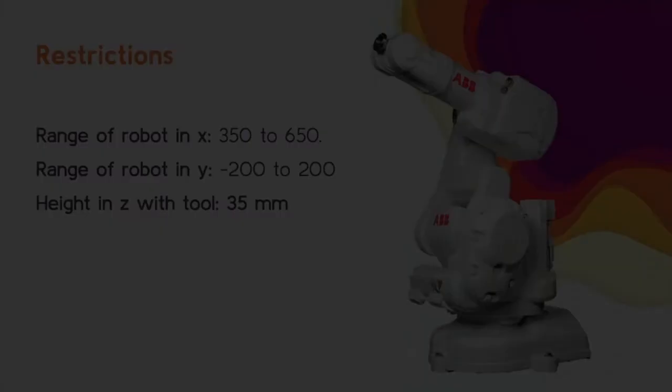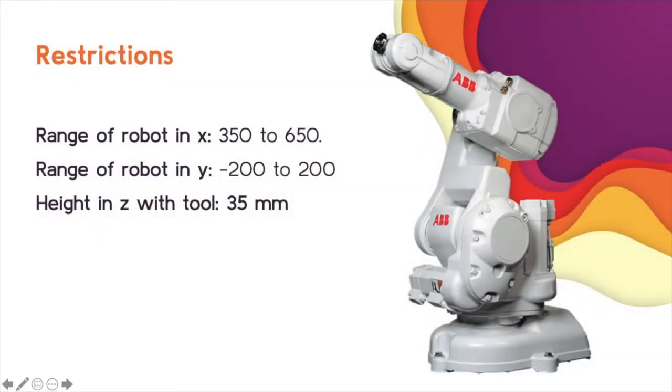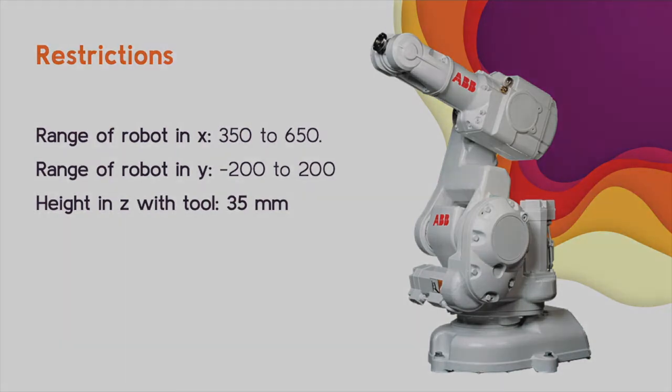The objective of this project was to draw a figure on a plane with the following restrictions. The range of the robot in X is from 350 to 650. The range of the robot in Y is from -200 to 200. And finally, the height in Z with the tool is 35 millimeters.